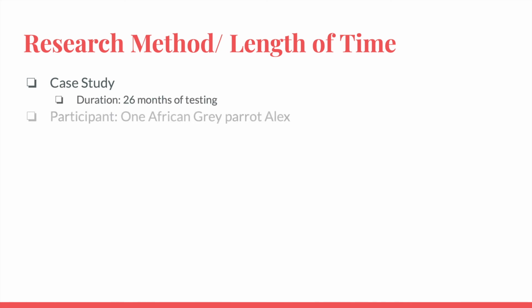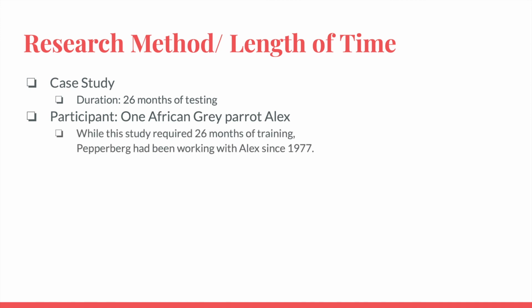The research method was a case study, and the case study involved around 26 months of testing. The participant was one African gray parrot, and his name was Alex. And while this study's duration was 26 months, Pepperberg had been working with Alex since 1977. Alex the parrot was considered an opportunity sample because they had been working together for so long.